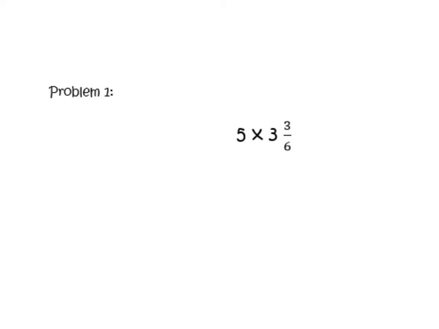Look at problem 1. Let's go ahead and solve. First, we need to multiply the whole numbers. 5 times 3, which is 15. Then we need to multiply the whole number and the fraction. So 5 times 3/6 is going to give me 15/6.